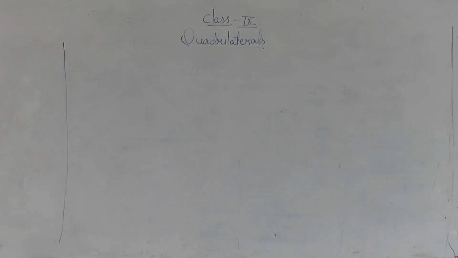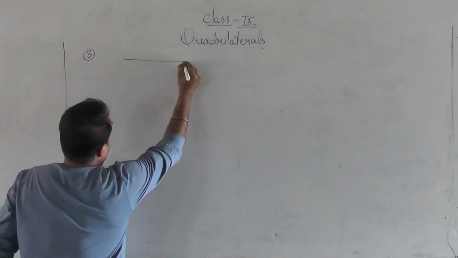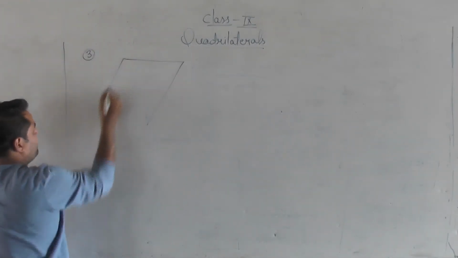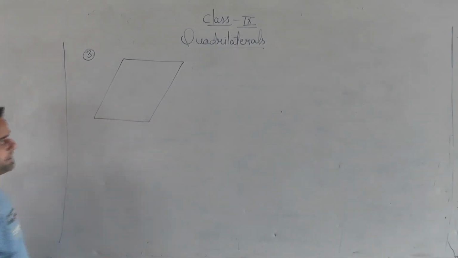Let's see one more question. In a parallelogram ABCD, E and F are the midpoints of the sides AB and CD. Let's see, there's a parallelogram given to us. This is the third question. So I'm making a parallelogram here, named ABCD, in which E and F are the midpoints.